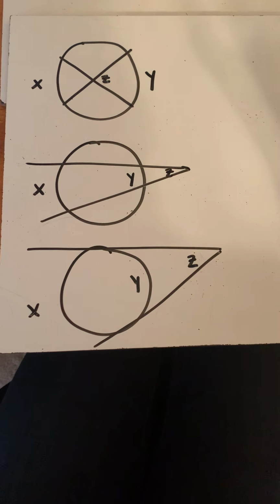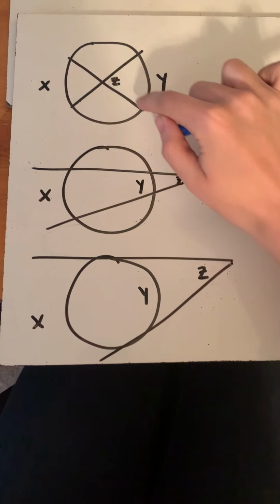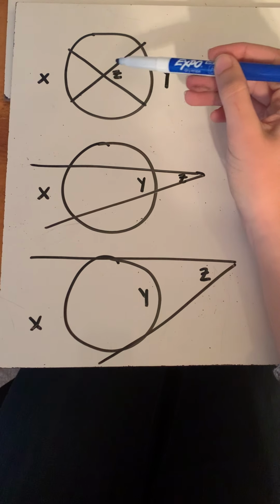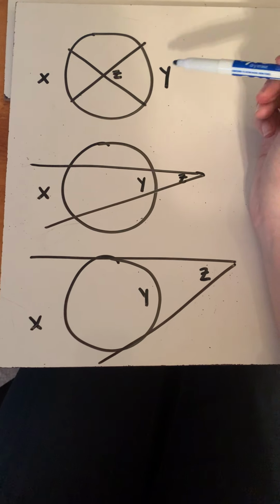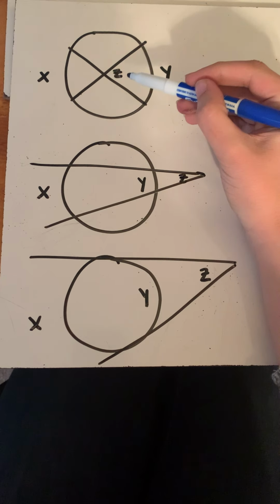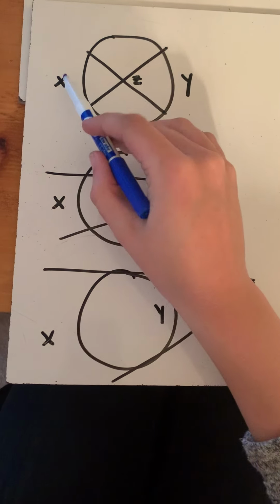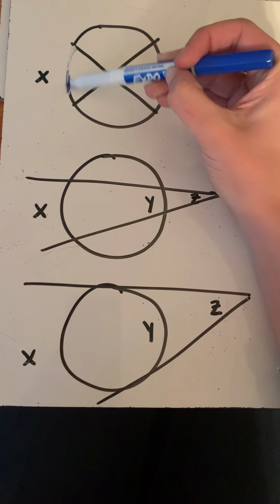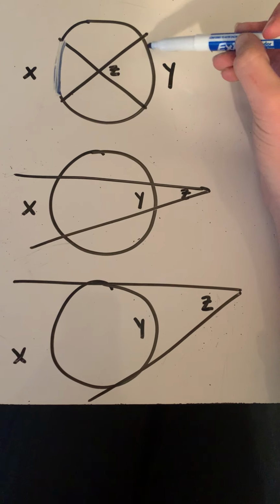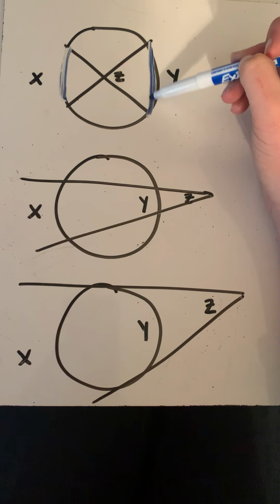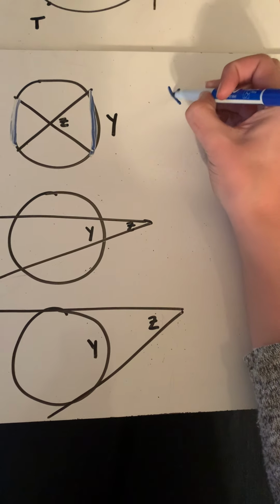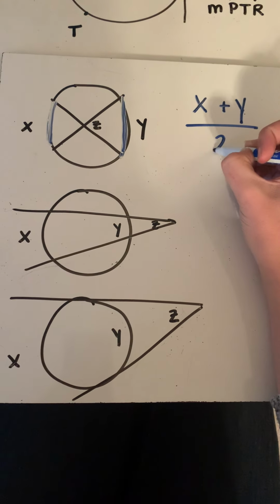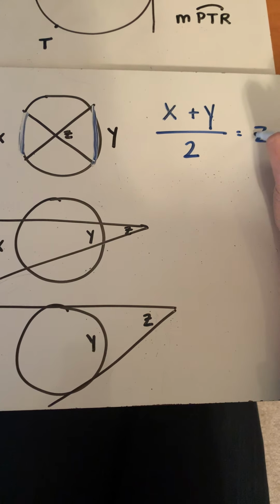So the first one here: if you look at this one, we have two secant lines. It almost makes an X through it. Our goal is to figure out how we can find this angle Z, and we're going to use the different types of arc lengths here. The formula for this one is you take the two arcs. Notice the two arcs are the ones enclosed by the X, like this one right here and this one right here. I would say this one is X plus Y. You would divide those two arcs by two, and you would get your angle Z.